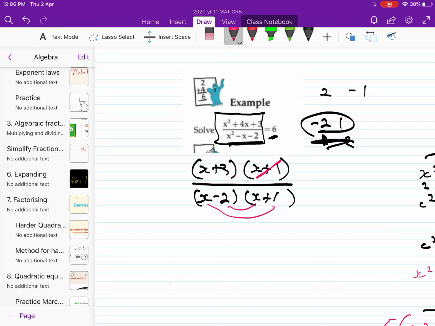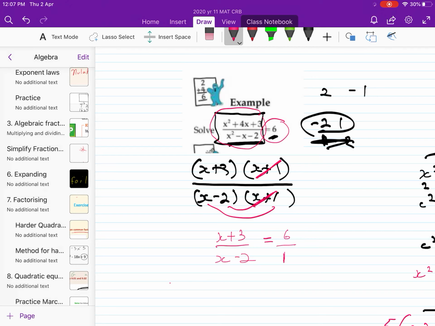Now guess what? You see anything? Oh, look at that. That cancels. So then this whole big ugly thing here just ends up being x plus 3 over x minus 2 equals, we can't forget this, the 6. But instead of writing 6, a whole number 6, I'm just going to put it as 6 over 1. Same thing.